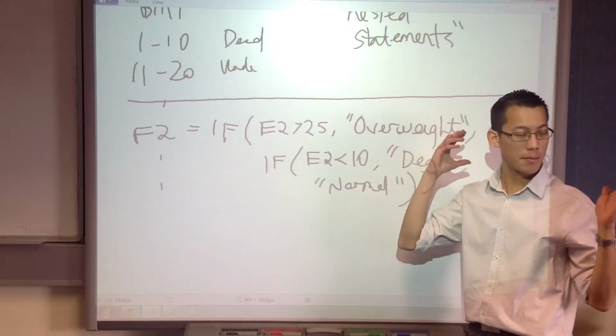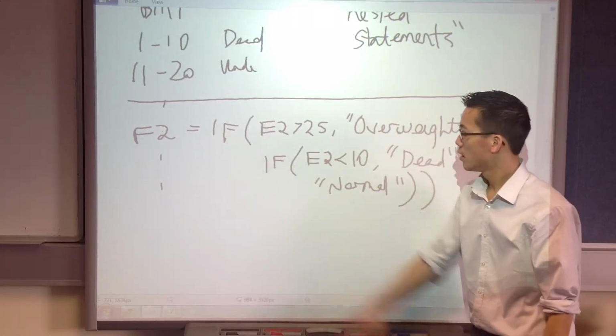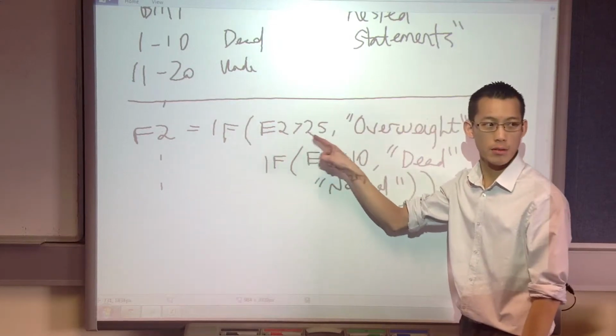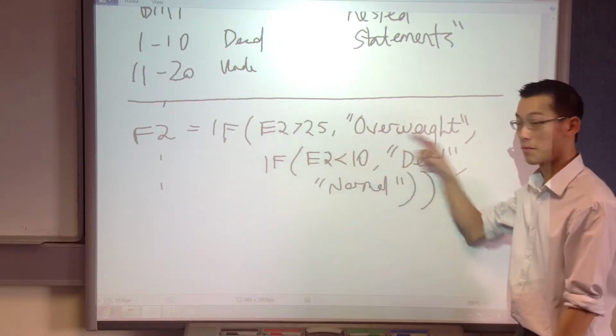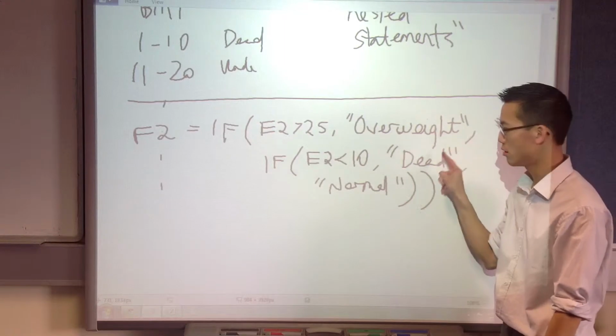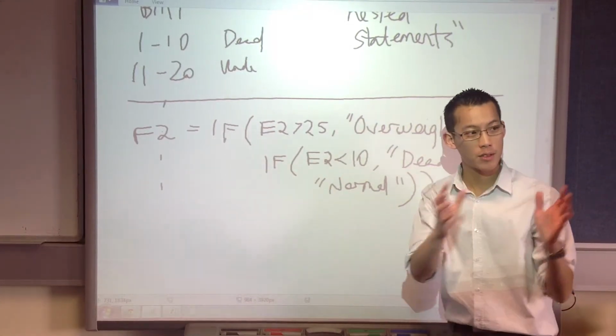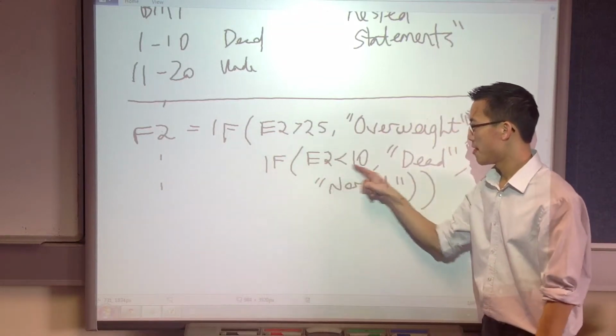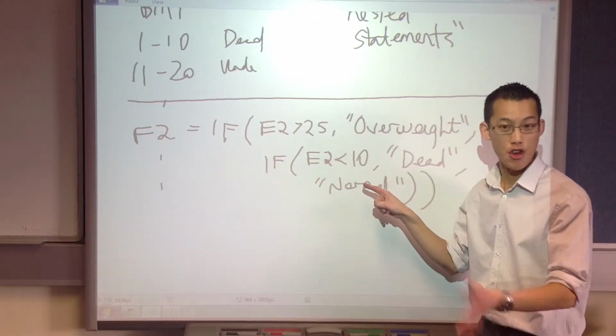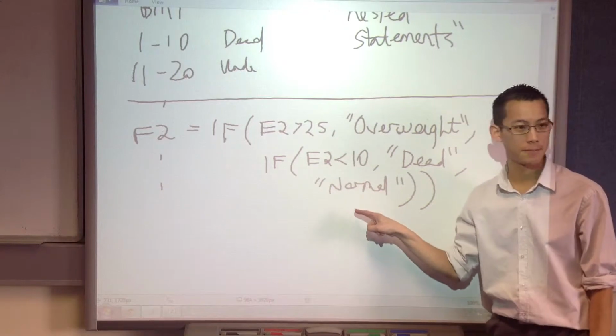Now let's try again. Suppose the BMI is 20. So I come over here. Is it greater than 25? No. So I skip this part, because this is the value if it's true. And now I come to this, so I start all over again. I'm 20. Is that value less than 10? No. So it skips this, goes there. So I'm normal.